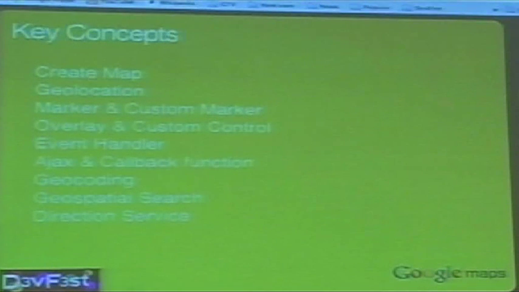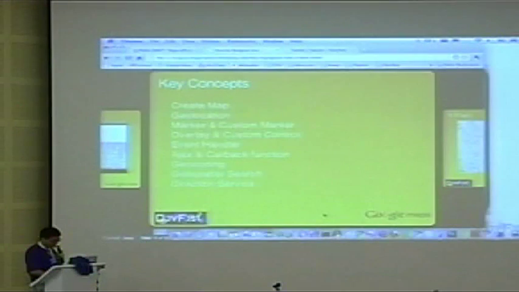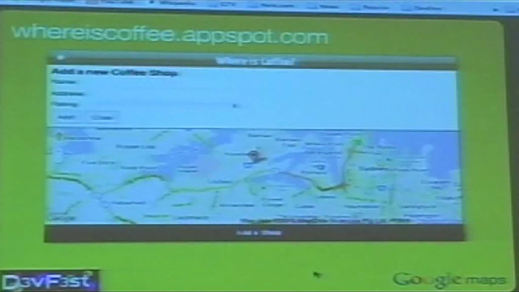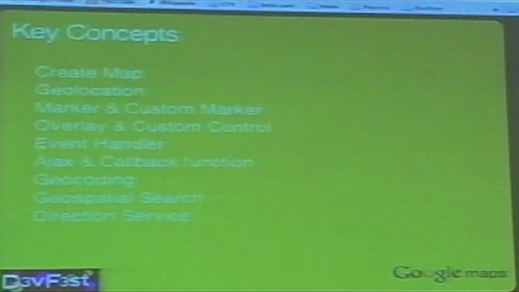I'm going to touch on the event handling in JavaScript, where we're going to use Ajax and callback functions. I think Arnie talked about that in his talk. And geocoding, geospatial search. In this case, when you load this application, it's loading all the best coffee shops surrounding that user's location. So this is where there's going to be this topic of geolocation, geospatial search. The last thing is the so-called direction service.